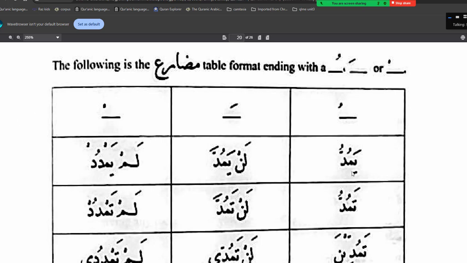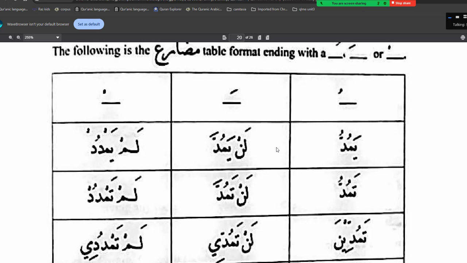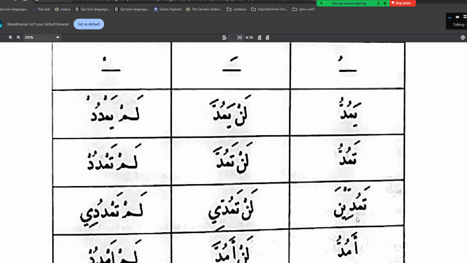So here, yamuddu is the ma'ruf, the normal form, right? Or tamuddu or tamuddina. And what would be the mansoob form? If you have lan, the harf nasib, it makes the mudari mansoob. So for these verbs, yamuddu becomes simply yamudda. And tamuddu becomes lan tamudda. Tamuddina, the noon drops for this type of verb, so it becomes lan tamuddi.